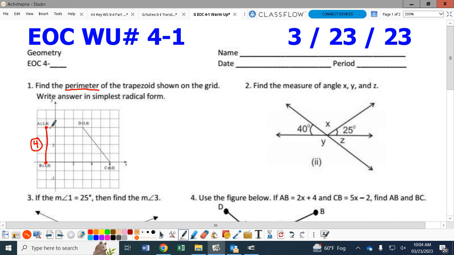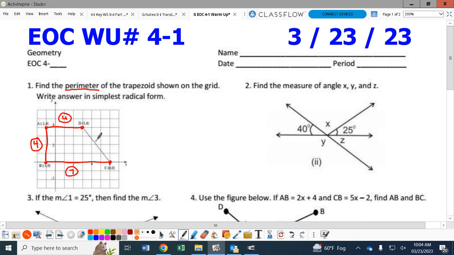I'm going to do the same thing up here at the top. I'm going to go from here across to here and count blocks. That's a total of 1, 2, 3, 4 blocks. Circle it. I'm going to do the same thing on the bottom, going from here to here by counting blocks. How many blocks is that? 1, 2, 3... is it 7? 7. Circle that.